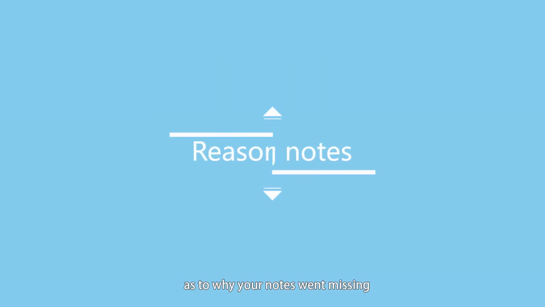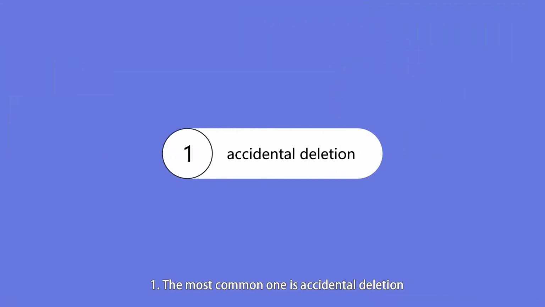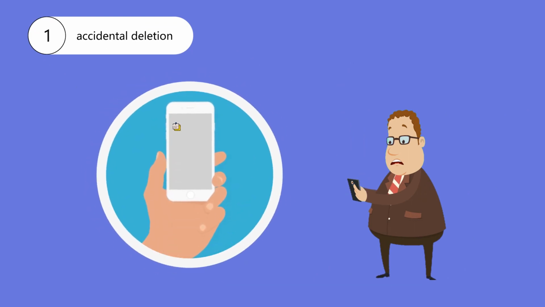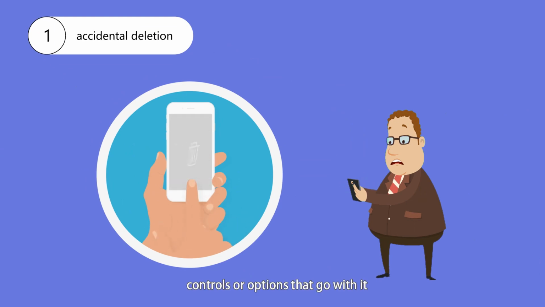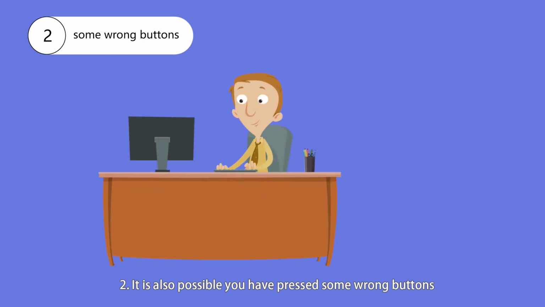There are a few reasons as to why your notes went missing. 1. The most common one is accidental deletion. If you are a first-time iPhone user, you might still not be familiar with the buttons, controls or options that go with it. 2. It is also possible you have pressed some wrong buttons.